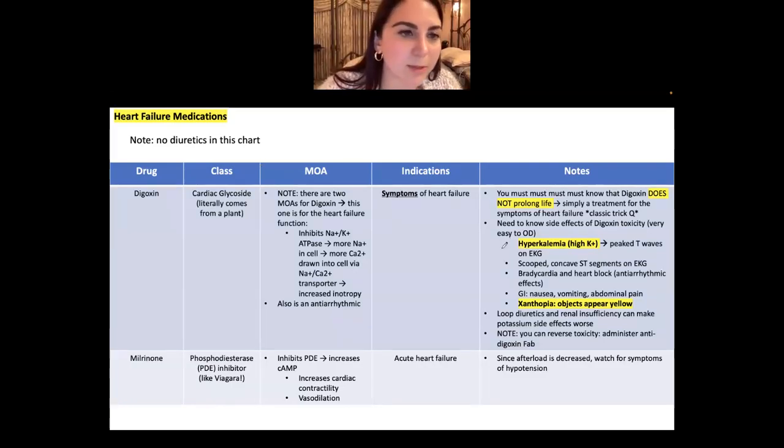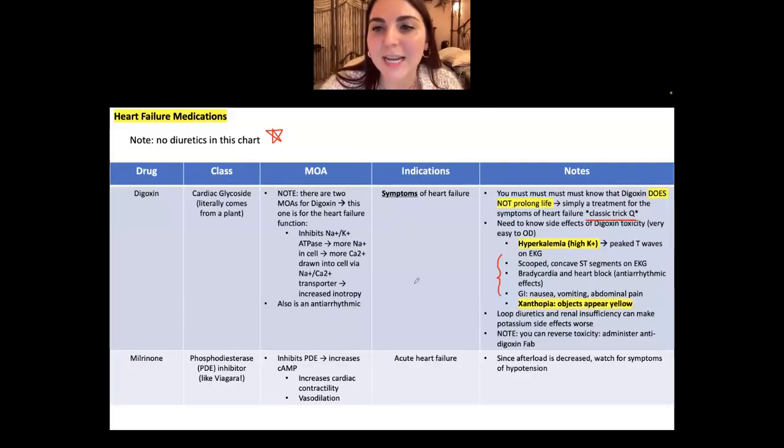But so for example, with digoxin, there are other side effects that I can mention in a vignette. I think that they are kind of non-specific. Again, no diuretics, I apologize. Diuretics are like their own beast. I just did not have time to make diuretic charts.